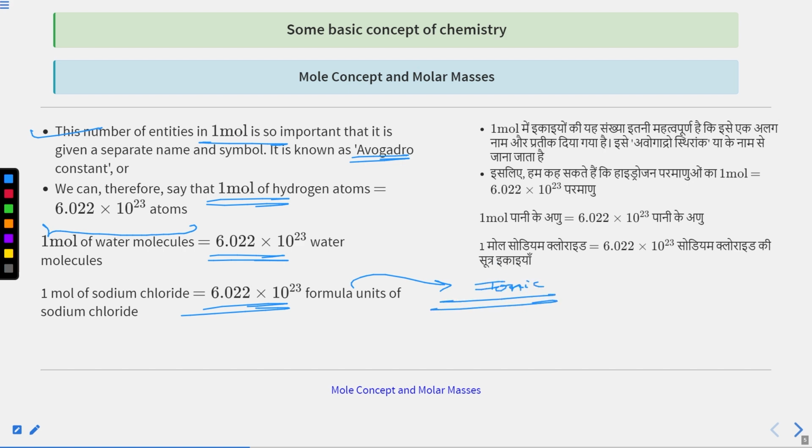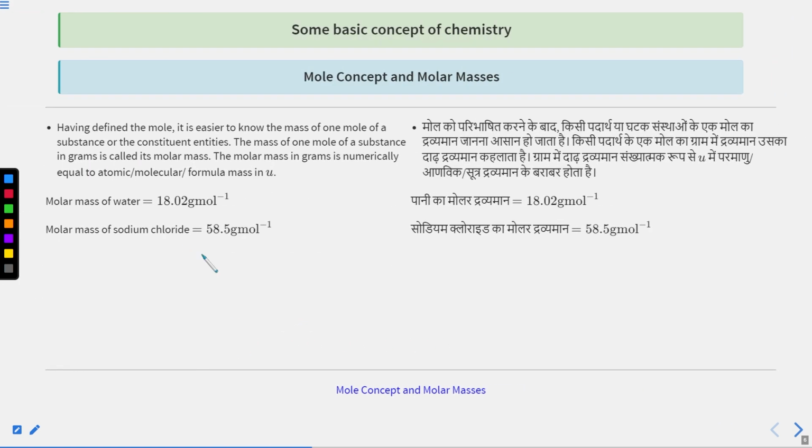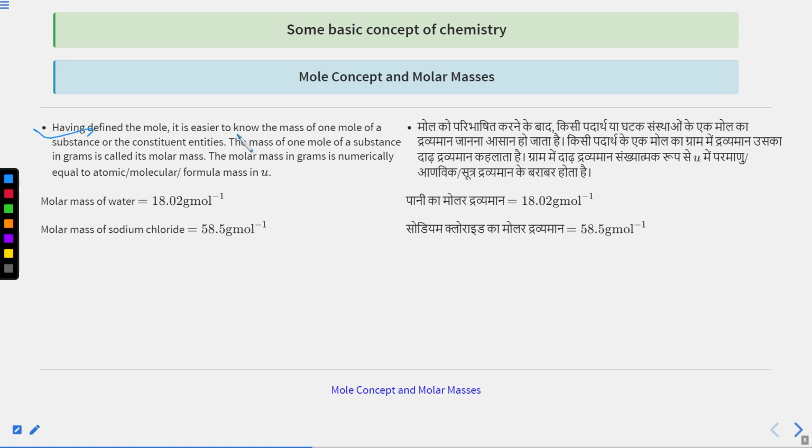This is an ionic compound. So 1 mole of anything, 1 mole of pens contains 6.022 × 10^23 pens. Simple. So having defined the mole, it is easier to know the mass of 1 mole of substance.